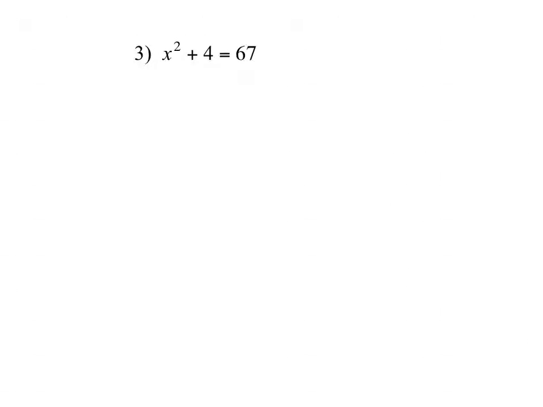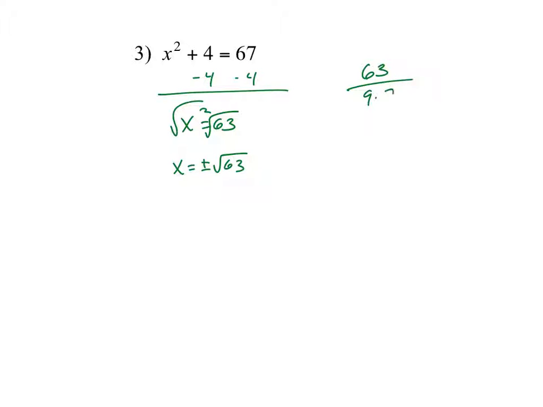Next one, the first step is that I'm going to subtract minus 4 on both sides. So x squared equals 63. Now I'm going to take the square root on both sides, so x equals plus or minus the square root of 63. Well, 63 is the same as 9 times 7. It's the same as 21 times 3. And 63 times 1, but I'm not going to use that one. So I'm going to use this one.